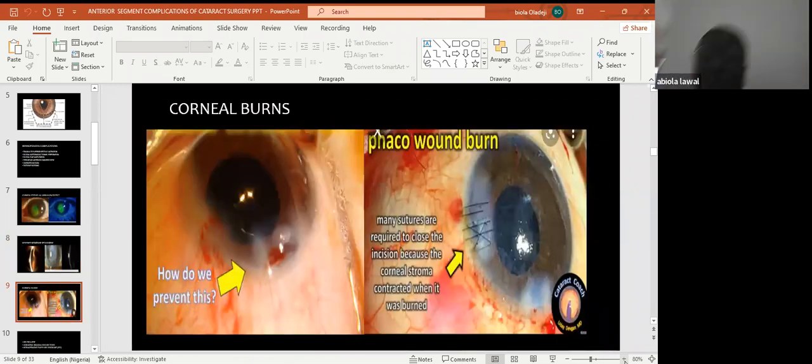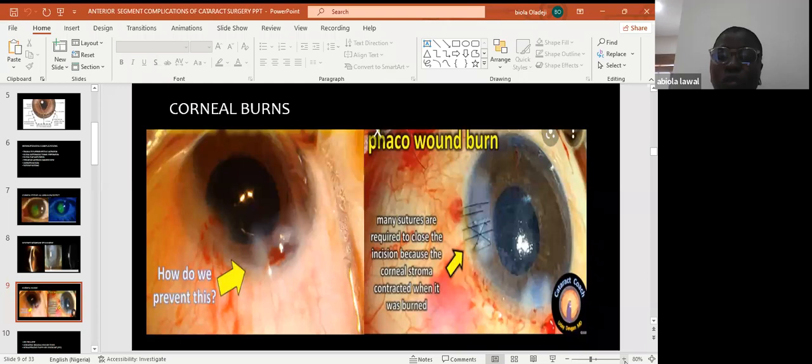Corneal burn, also called phaco wound burn. This can happen with phacoemulsification. Usually the ultrasound dissipates some thermal energy, which the sleeve of the phaco handpiece is supposed to help insulate and also redirect the irrigation fluid into the AC, which helps to cool the tip. So usually there's a metallic tip and then there's a rubber sleeve around the handpiece. So much of the metallic tip shouldn't be exposed, because that can predispose to this complication.